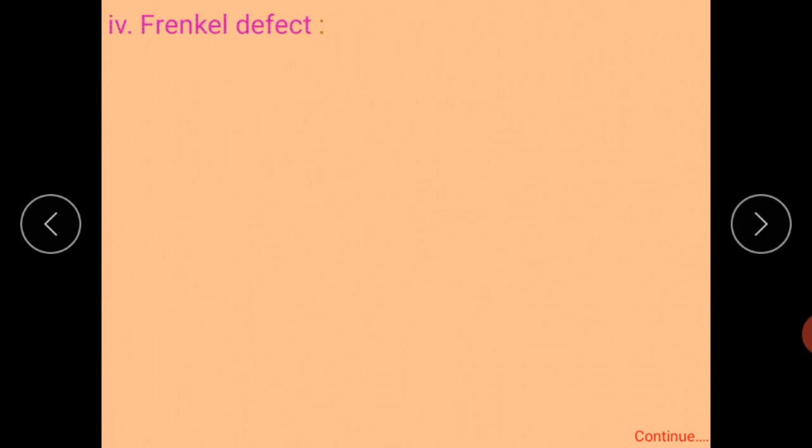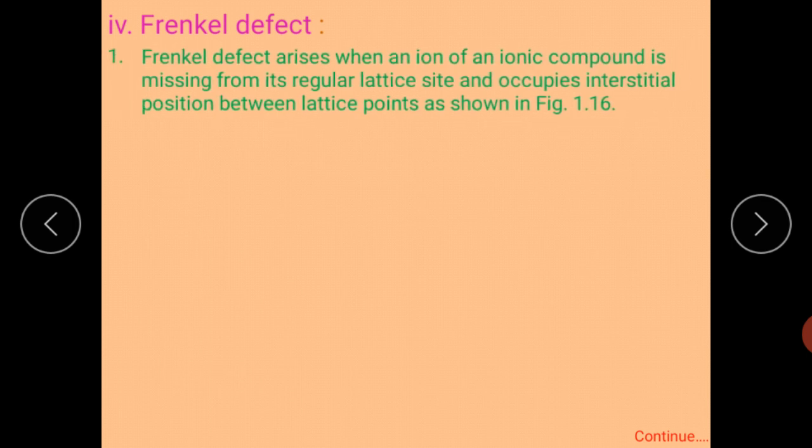The fourth classification of the point defect is a Frenkel defect. This Frenkel defect arises when an ion of an ionic compound is missing from its regular lattice site and occupies an interstitial position between the lattice points.